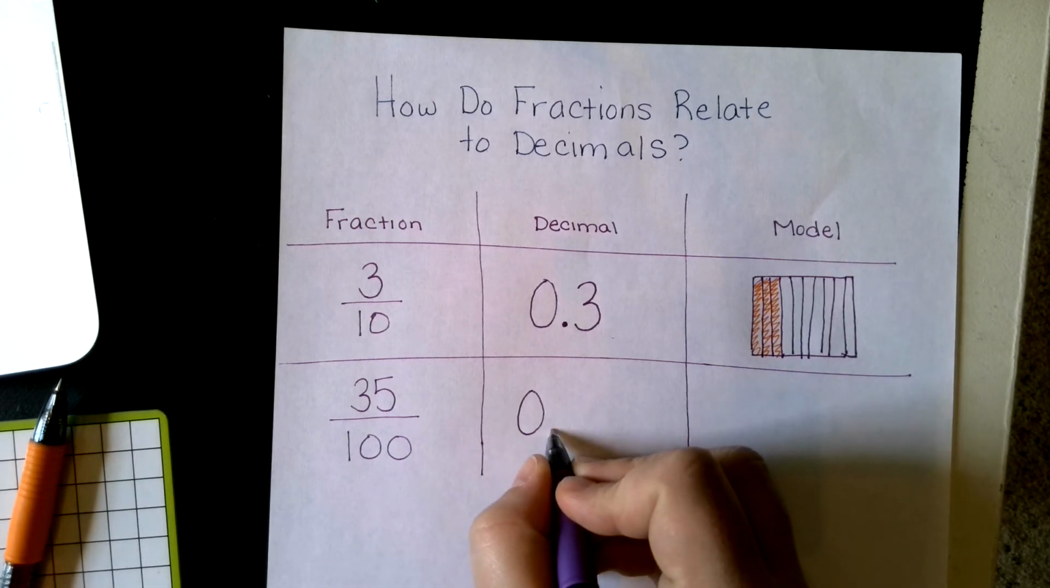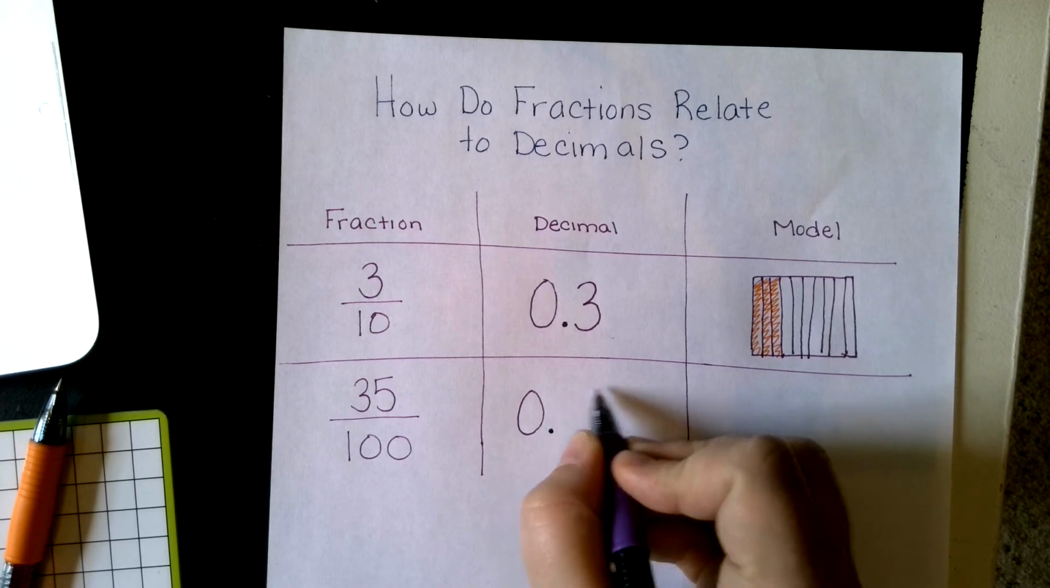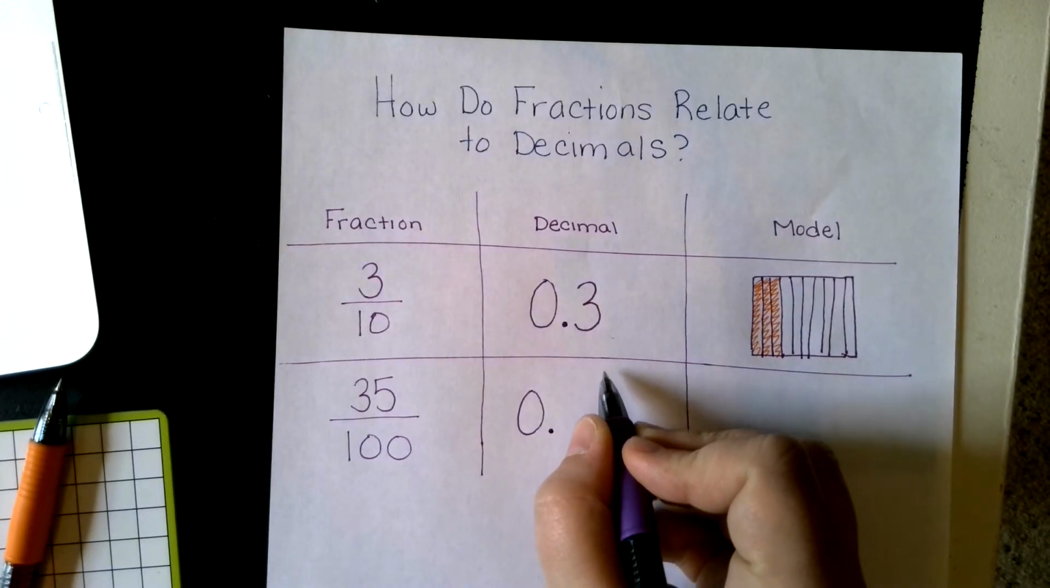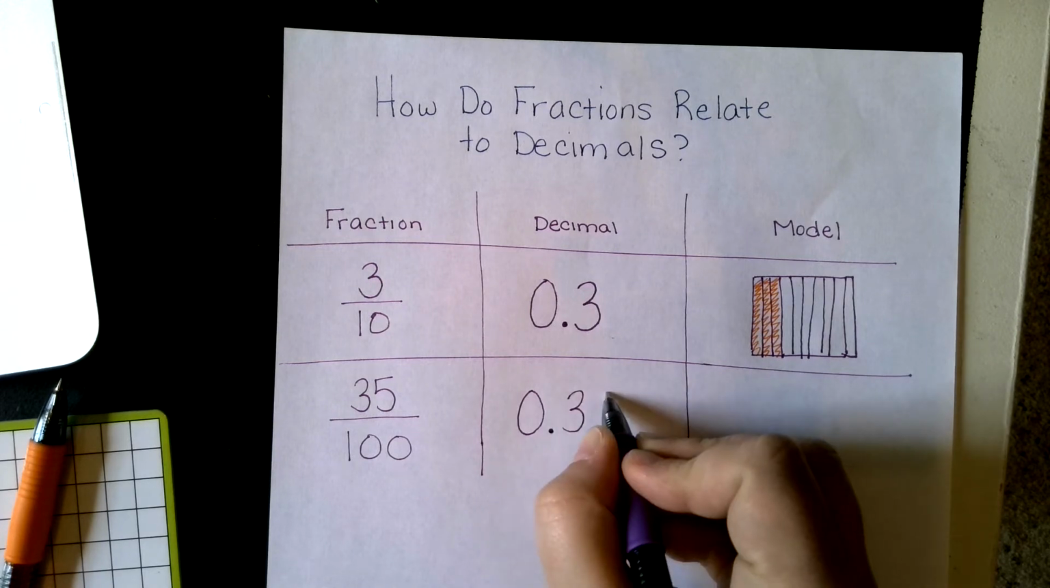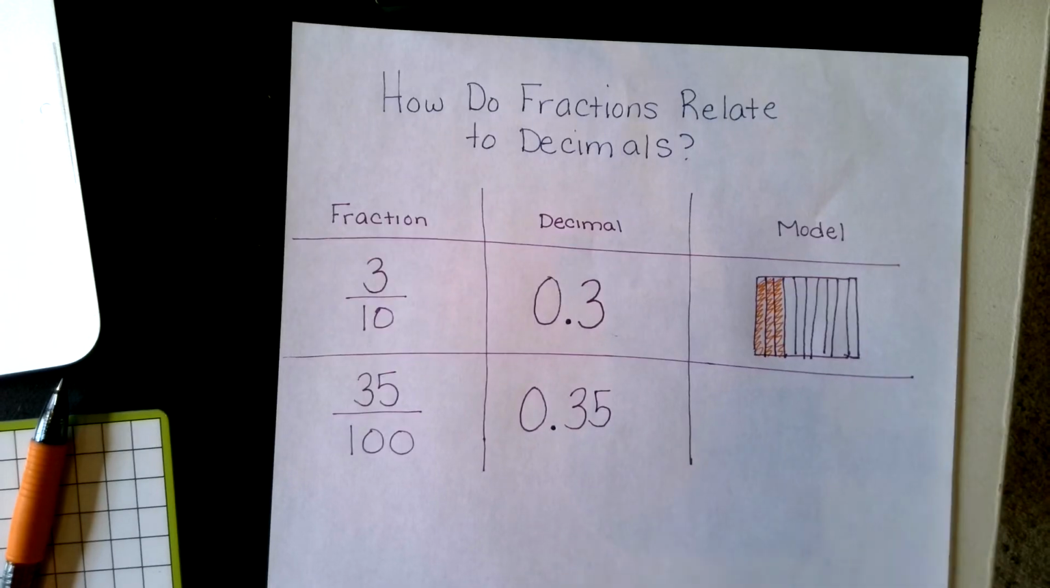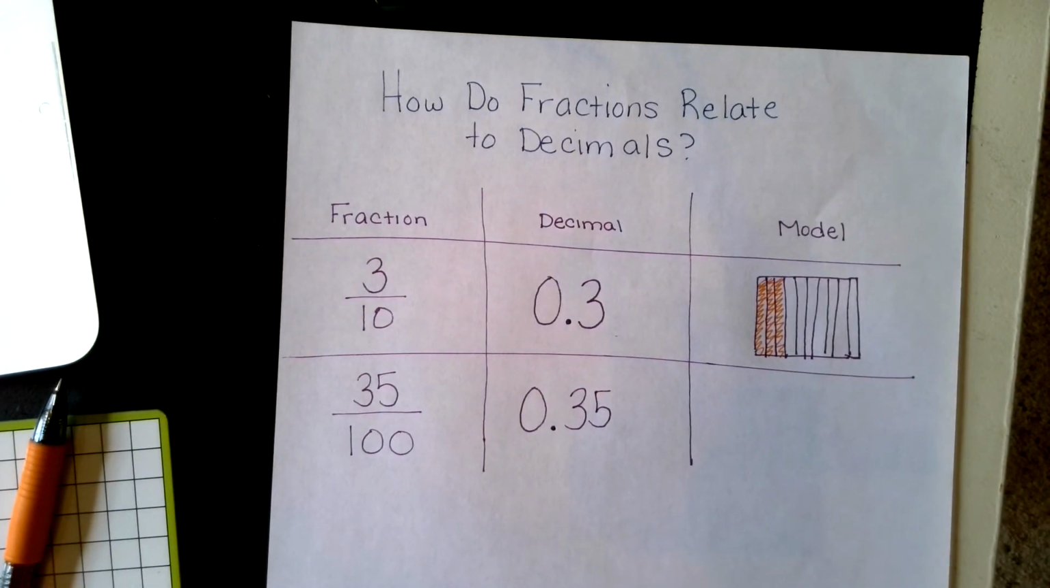So when we write that, here's the tenths place, here's the hundredths place. We're going to have 35 hundredths, so we're going to write it like this. Okay? I want you to look at that for just a second.